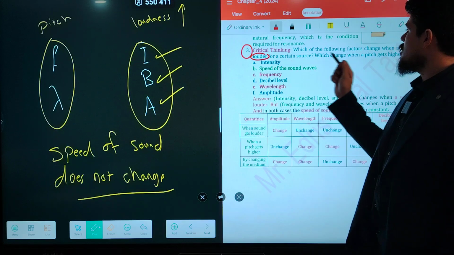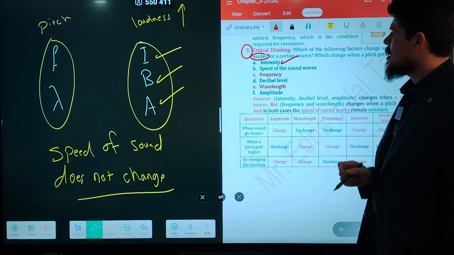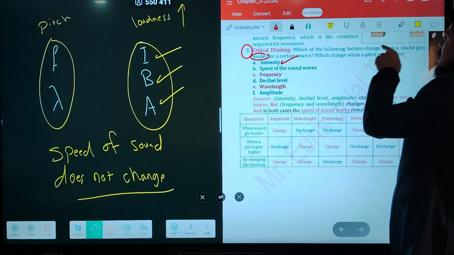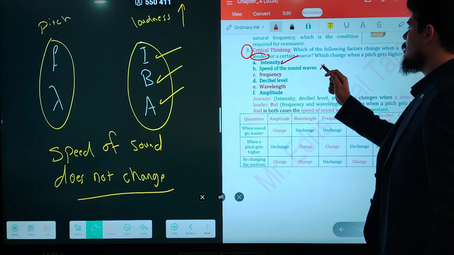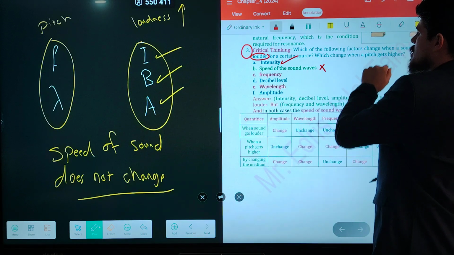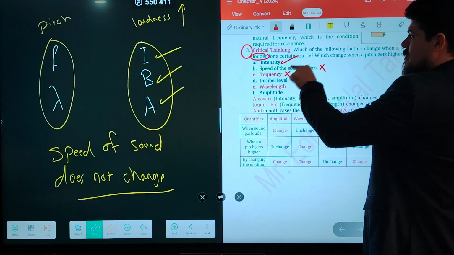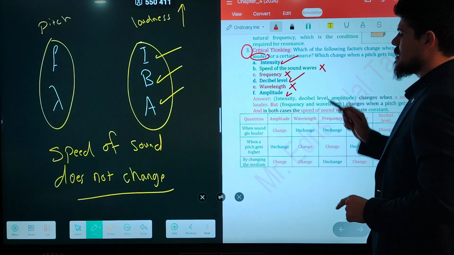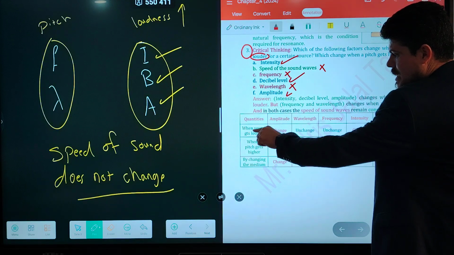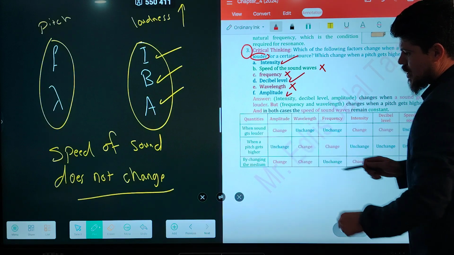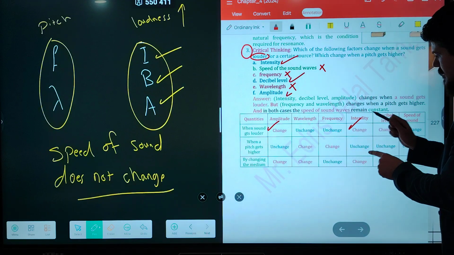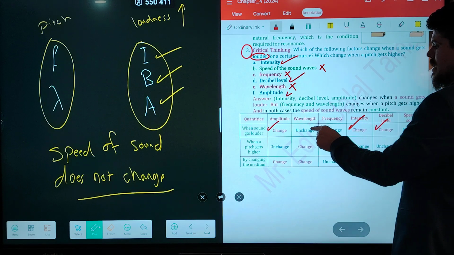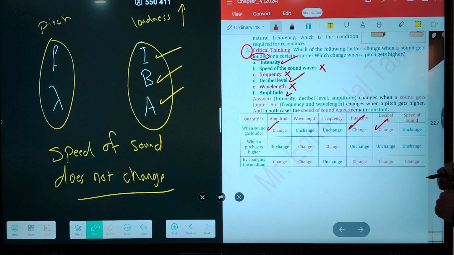Look, does intensity change by changing loudness? Yes. Does the speed of sound wave change? No. Does frequency change? No. Does decibel level change? Yes. Wavelength? No. Amplitude? Yes. So when sound gets louder, amplitude, intensity and decibel level change. The factors that do not change are wavelength, frequency, and speed of sound.